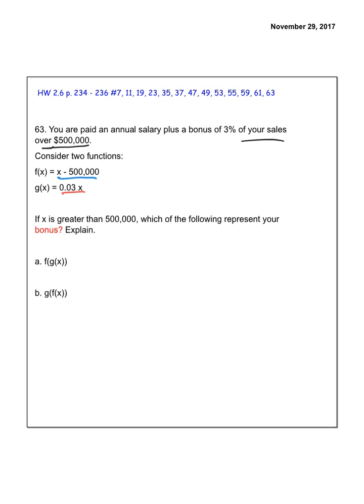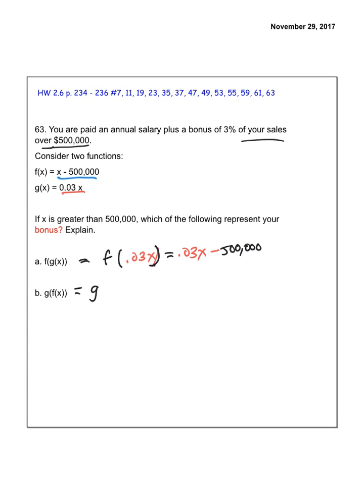So first, let us try to figure out what f of g of x is and g of f of x. So f of g of x is going to be f of the g of x function, which is 0.03x. So that means everywhere in the f function that we see an x, we're going to substitute 0.03x. So if we continue on here, we're going to get x is now going to be 0.03x, and then we're going to do minus 500,000. So that is f of g of x.